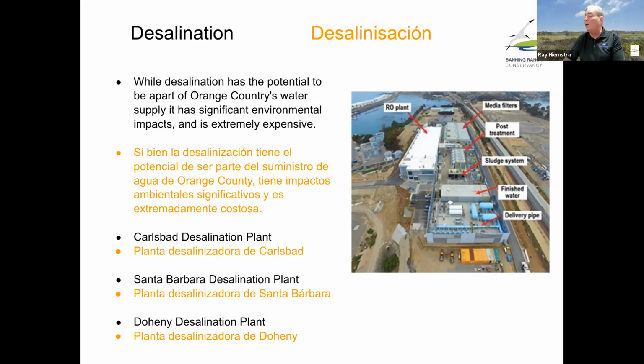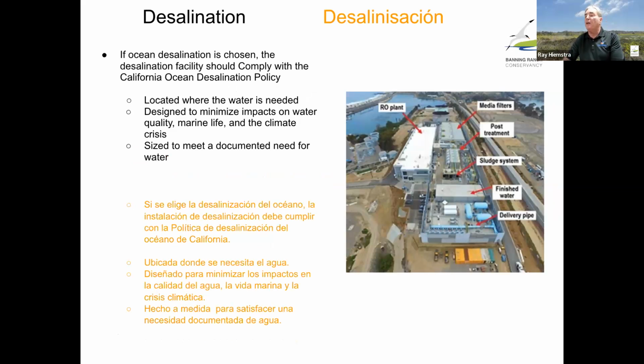And then the Doheny desalination plant in South Orange County is the latest proposal for a desalination plant in Orange County. And this one is important in that it actually follows the California Ocean Desalination Policy, which basically says if you're going to do desalination, locate the plant where the water is actually needed, size it to minimize impacts, and then also for the need for the water. So it remains to be seen if Doheny actually gets built, but it is following those directions, and it's using the latest technology.